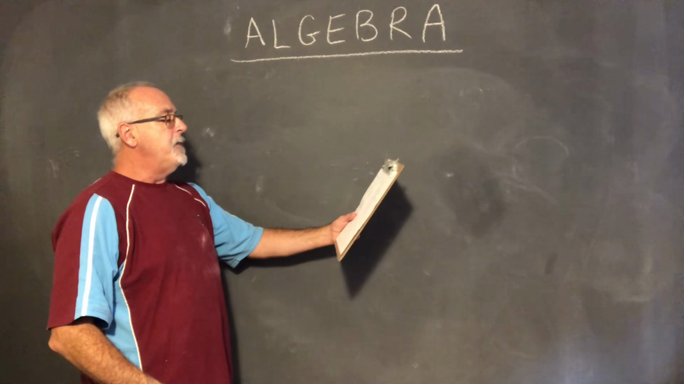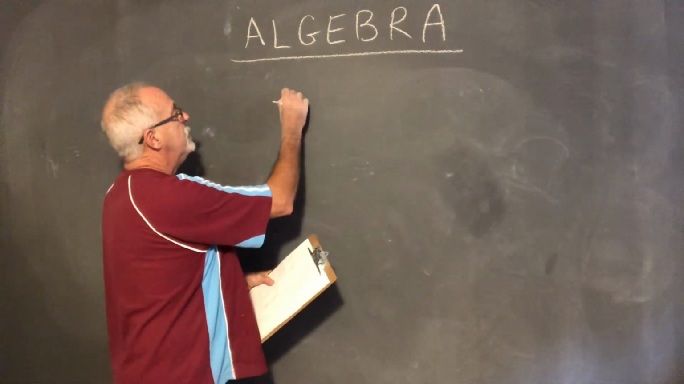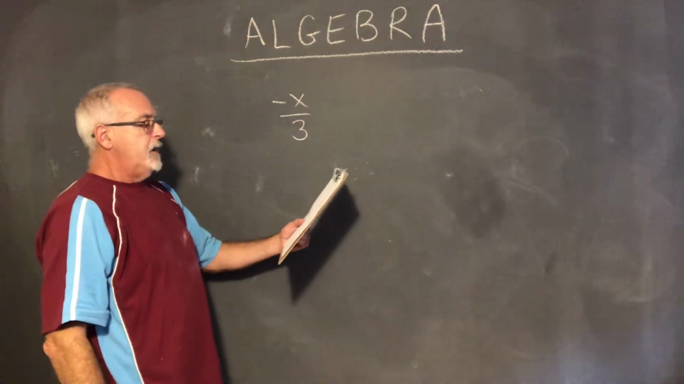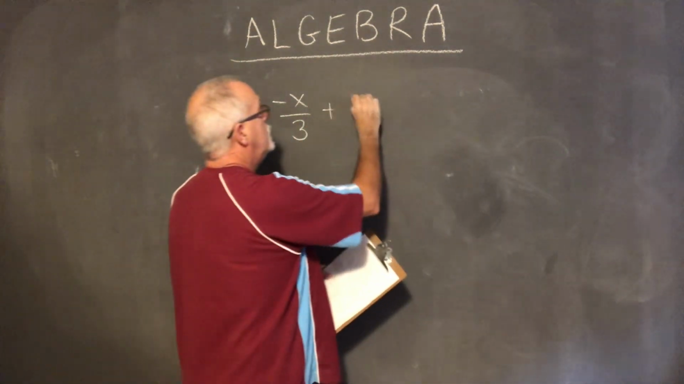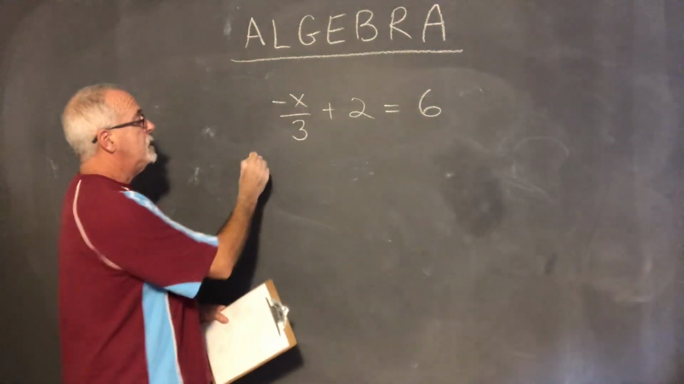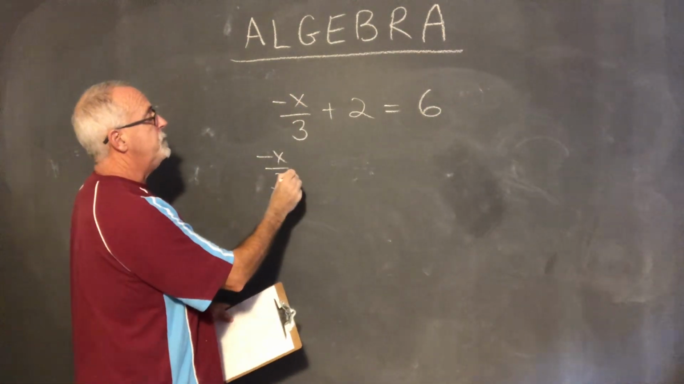How about negative x over 3, this time the negative sign's up on the top, plus 2 equals 6. I'm just going to worry about the plus 2 for now. So negative x over 3, I'm not touching it.